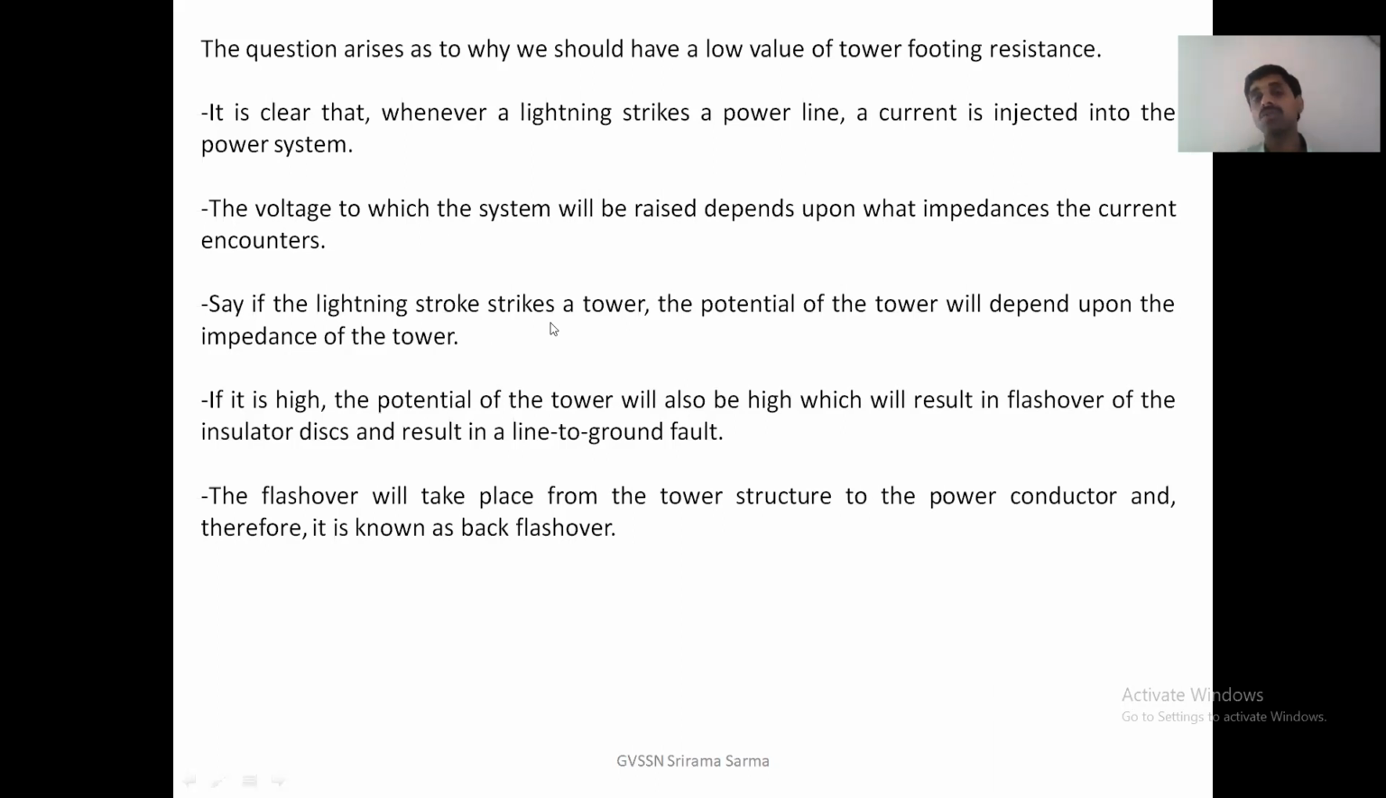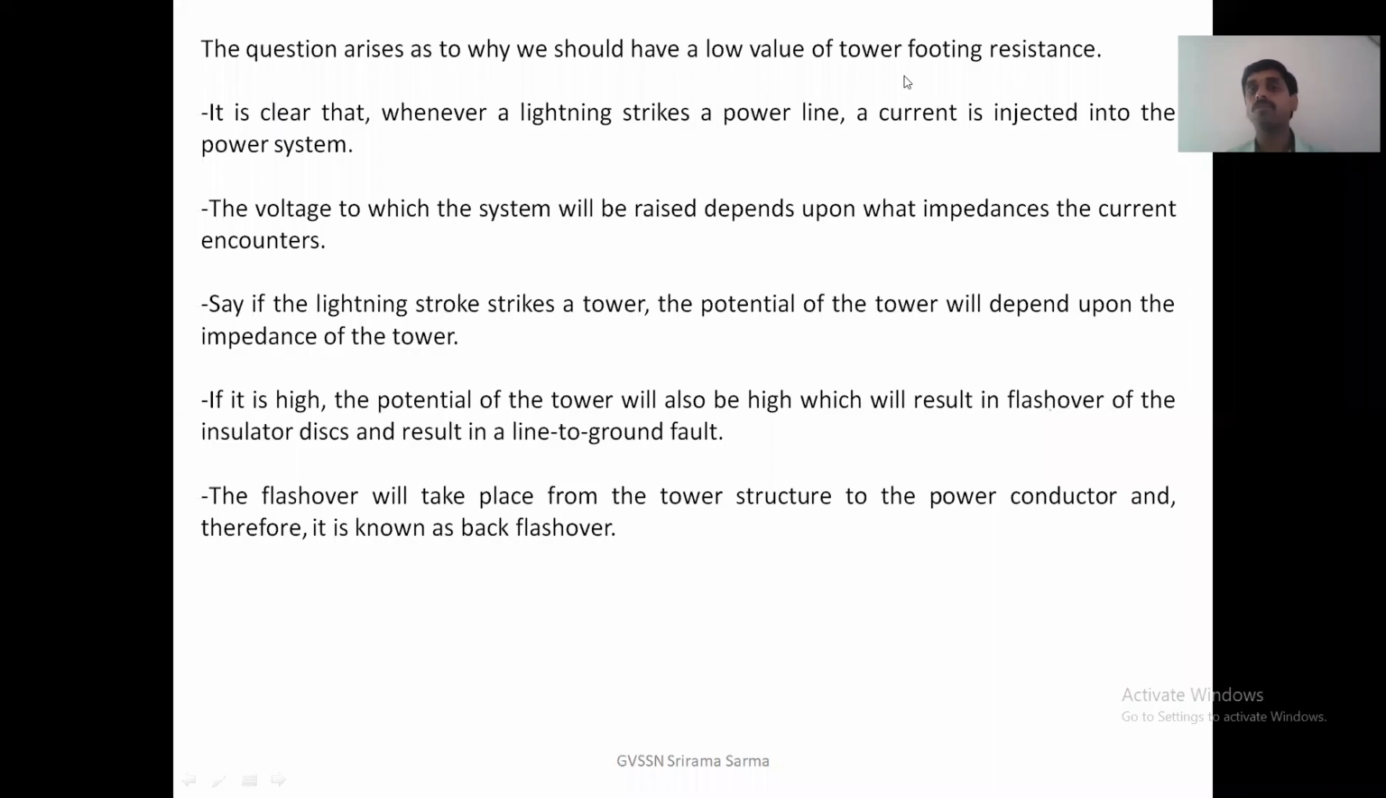Say a lightning stroke strikes a tower. The potential of the tower will depend upon the impedance of the tower. If the impedance is high, the potential of the tower will also be high, which results in flashover of the insulator discs. As a result, a line to ground fault, LG fault, occurs. The flashover takes place from the tower structure to the power conductor, and is therefore known as back flashover. That is why the tower footing resistance must be low, so that the voltage across the insulation will be less.